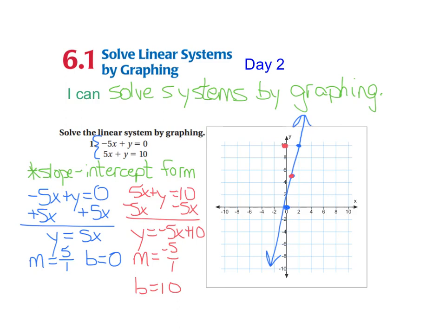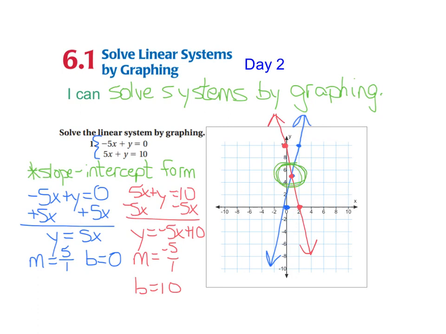And then I'm going to do it again. Down 2, 4, 5, over 1. I'm right here. And there's my second line. Now, the goal of solving a system is you're trying to find the point that is on both lines. You are trying to find the point of intersection. It is right here. That's your point of intersection.